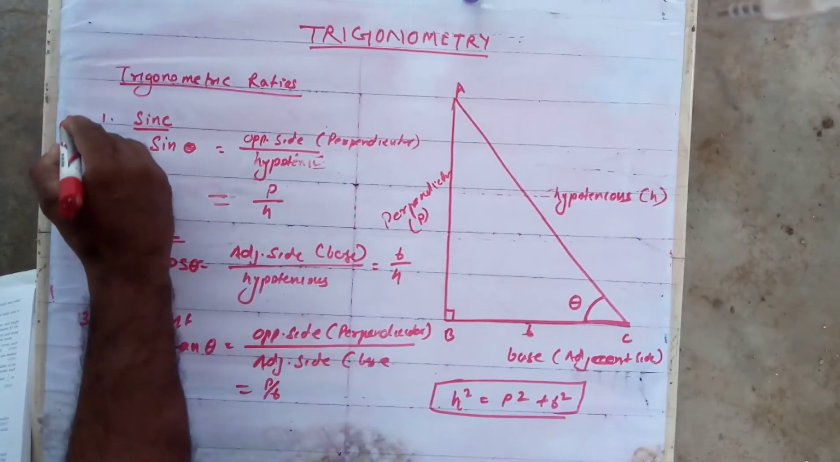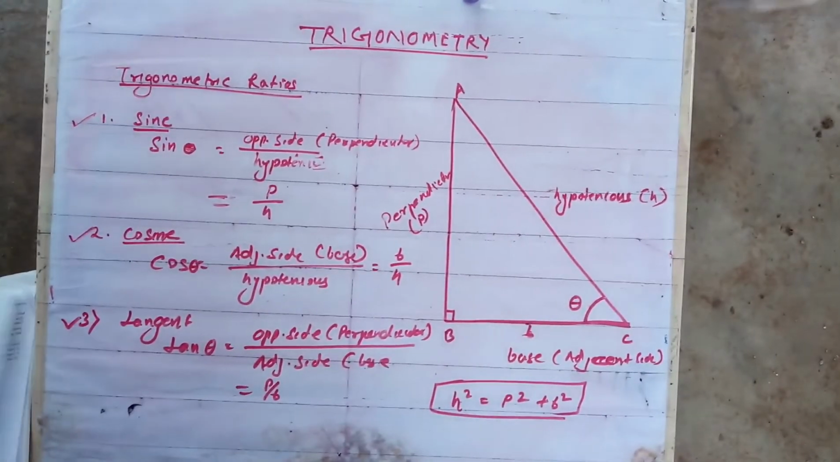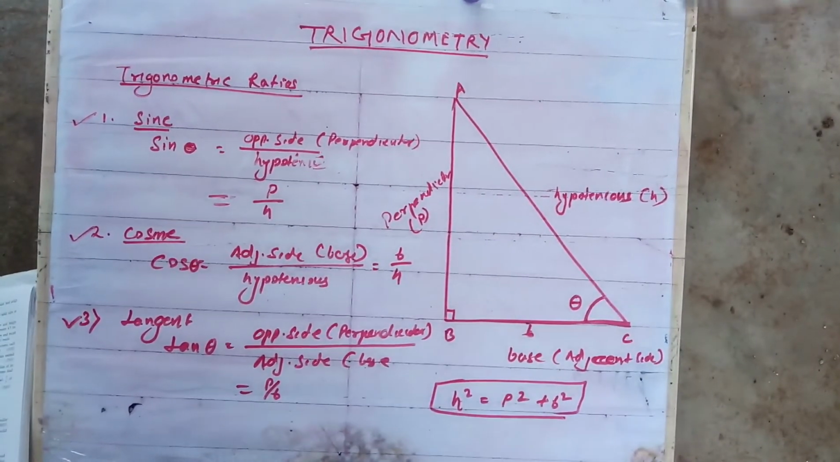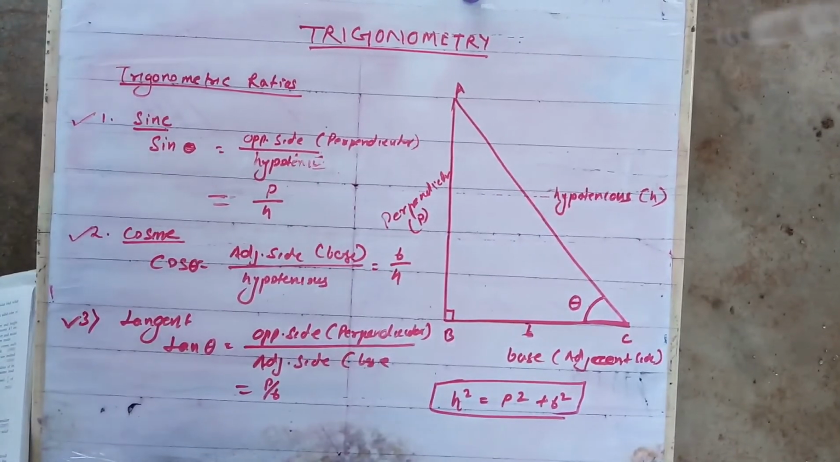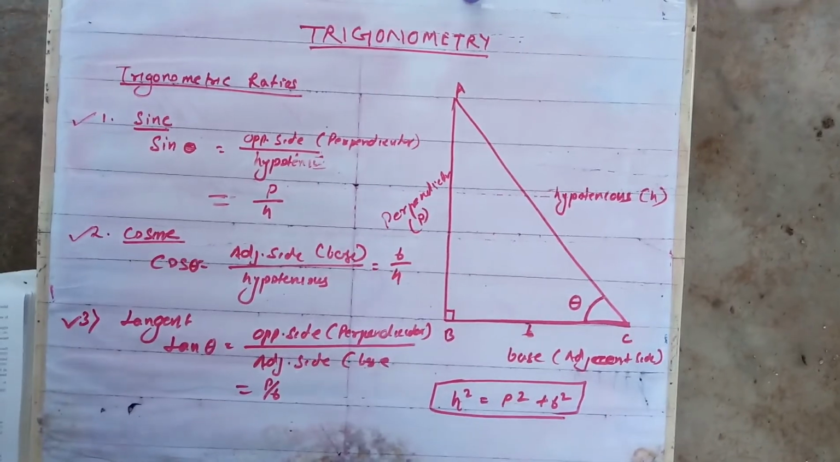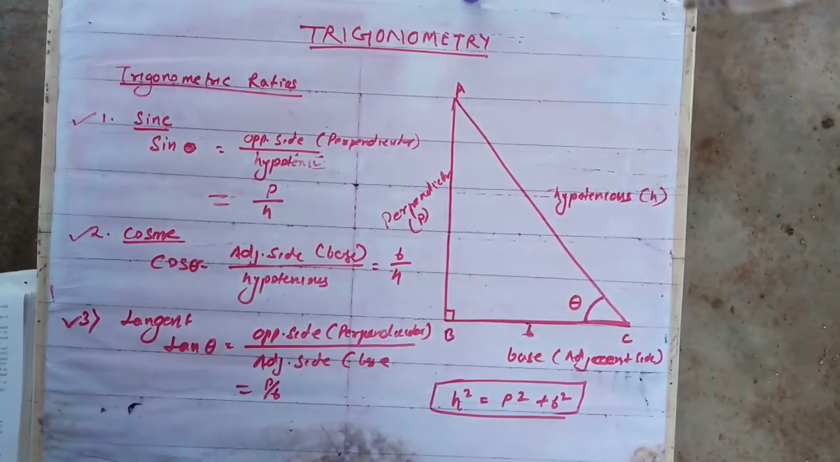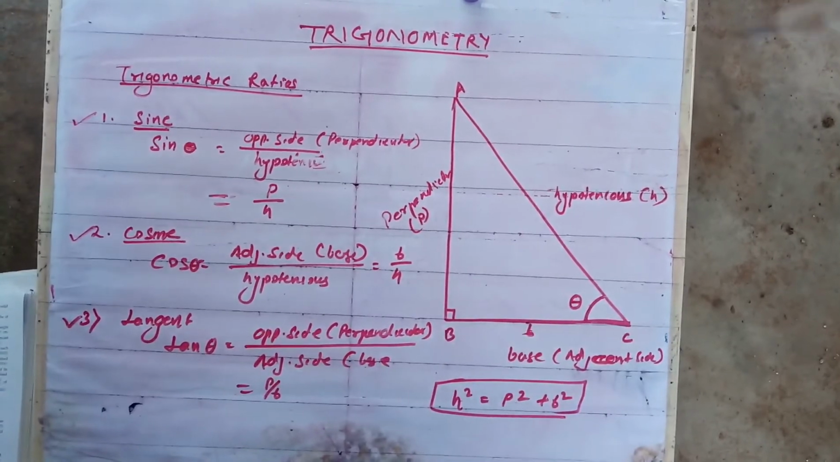These three, sine, cos, tan, are called the fundamental trigonometric ratios. The other three are called derived; we'll discuss them. These three are the fundamental. If you copy it, then I'll erase. The next three I'll write.